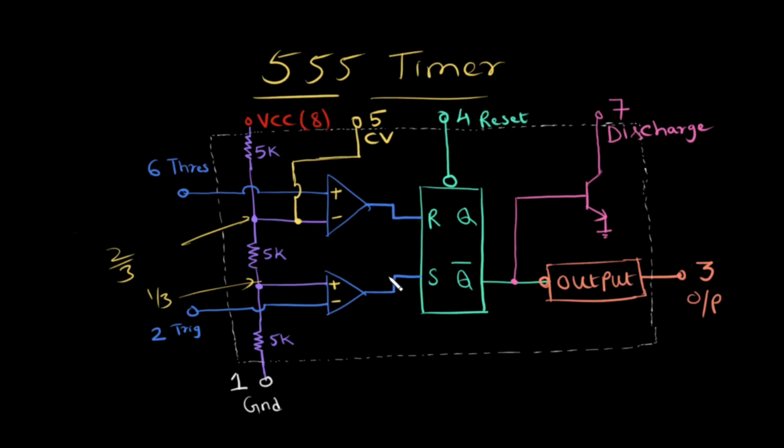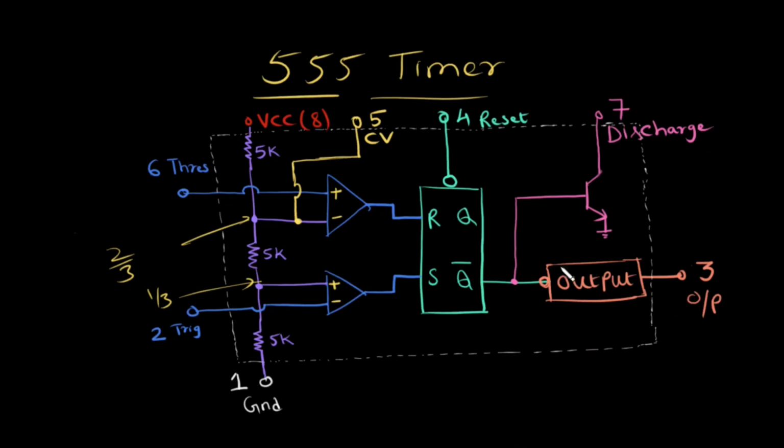And the next block is the RS flip-flop block. You can see that the comparator which has a reference voltage of 2/3 of VCC is connected to the reset pin of this flip-flop, and the comparator which is connected to the 1/3 VCC reference is connected to the set pin. So the input for the flip-flop will be provided by the comparators based on the voltage at pin number 6 and pin number 2 respectively.